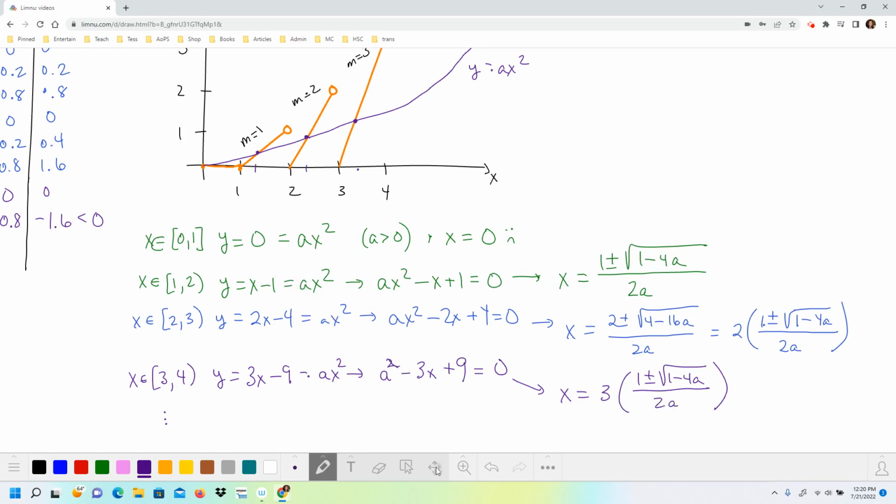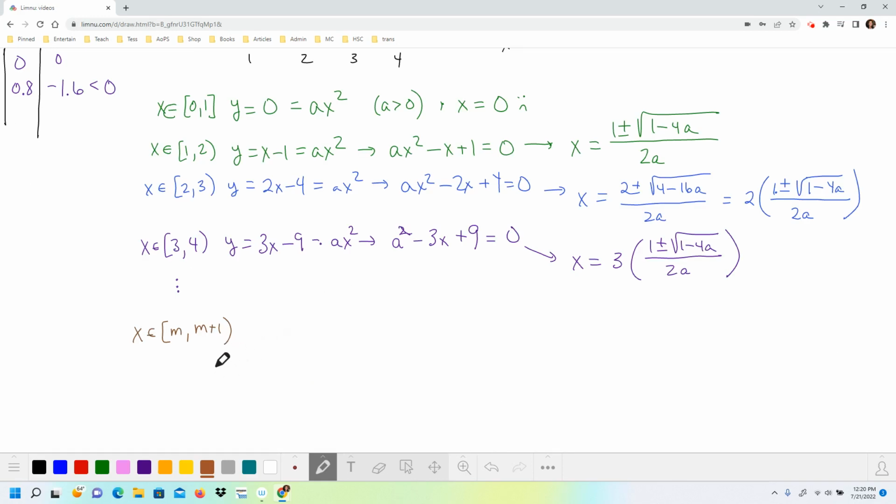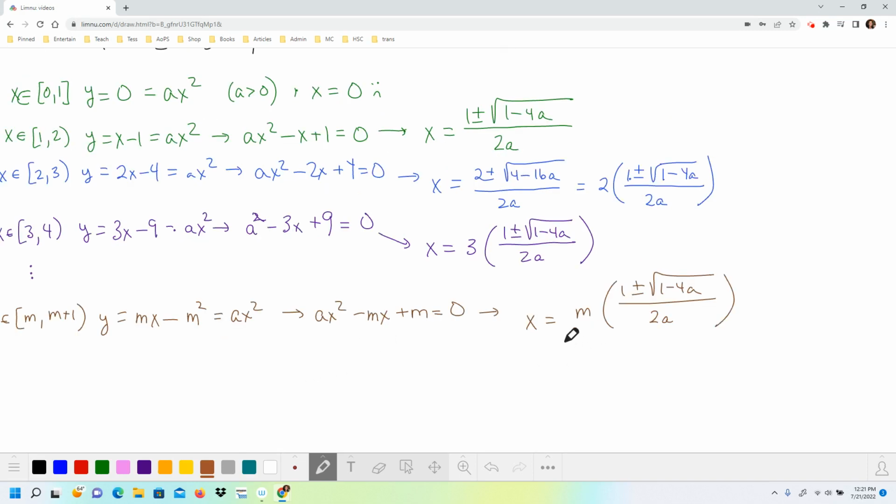So we can generalize. When x is in the interval between consecutive integers m and m plus 1, the equation for our line is mx minus m squared. Solving for x, we get m times the expression for x in the interval between 1 and 2.